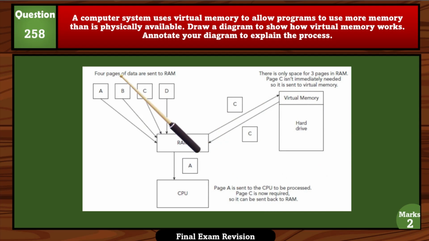4 pages of data are sent to RAM: A, B, C, D. These are the 4 pages sent to the RAM, but the RAM can only hold 3 pages at the same time. So there is only space for 3 pages in the RAM. Page C isn't immediately needed, so it is sent to the virtual memory. This is the virtual memory, and page C is sent to the virtual memory. Page A is sent to the CPU to be processed. Page C is now required, so it can be sent back to the RAM. That's how virtual memory works.